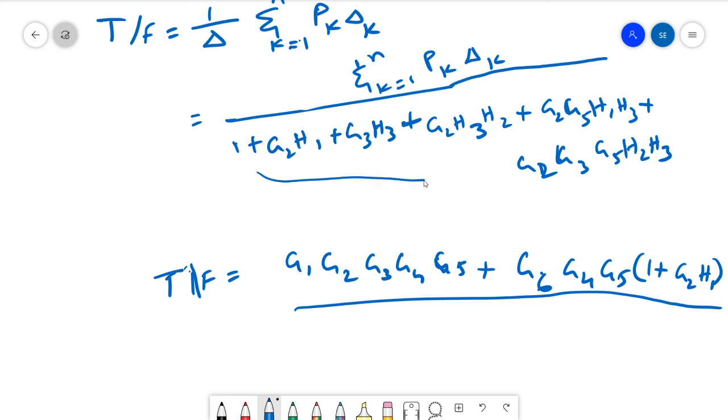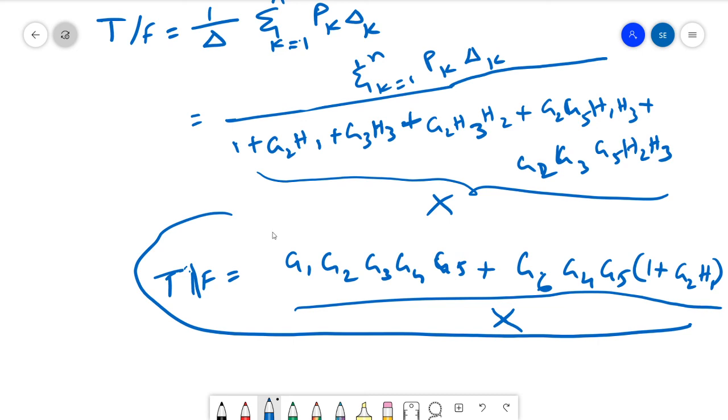This I'll take as capital X. Write it down here, capital X. Write the equation like this when you are writing in the exam. So this is how we get a transfer function using a signal flow graph.